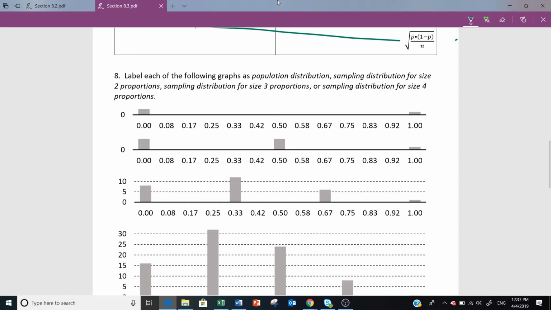Okay, let's take a vote. Which one of these do we think is the population? Number 1? Raise your hand if you think it's number 1. Okay, which one is the population? The top one would be the population. Okay, let me explain why. The top one is the population because we have one value.